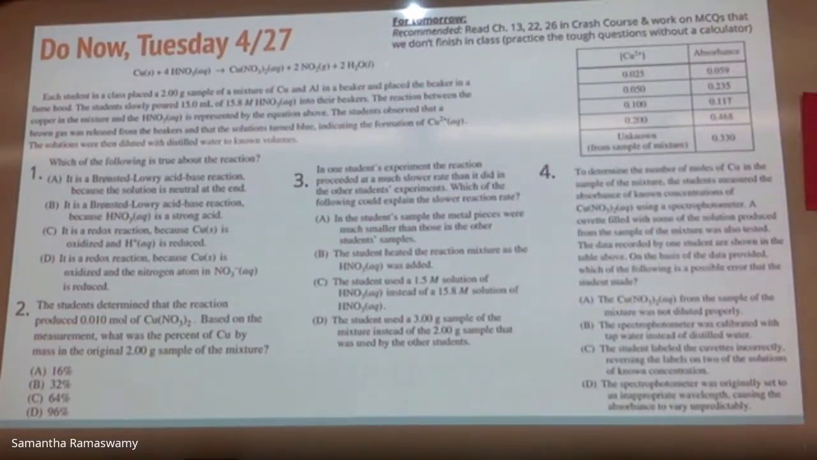They give us a balanced equation, and they tell us some information. Essentially, we put a mixture of copper and aluminum in a beaker, react 15.8 molar nitric acid with that mixture, and they give us the reaction between copper and nitric acid. And then it says the student observed a brown gas was formed and the solution turned blue. And then we have these 4 questions.